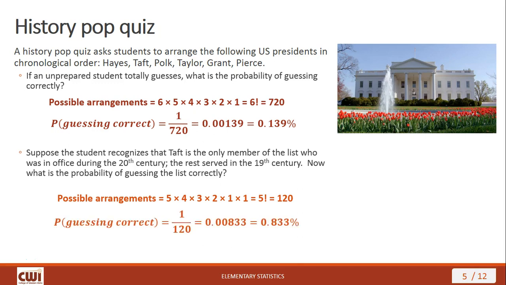So the probability of guessing the one correct answer with this one piece of information is now 0.00833 or 0.833%. Now, by itself, you may be saying, that's still not great. We're not even over 1% yet. But look at the incremental improvement with this one piece of information. We've increased our probability of guessing correctly by a factor of 8.